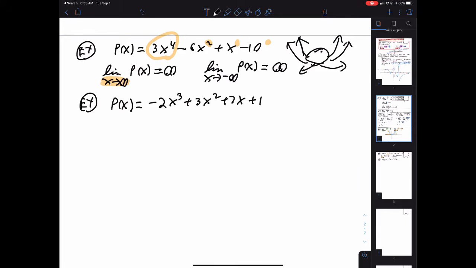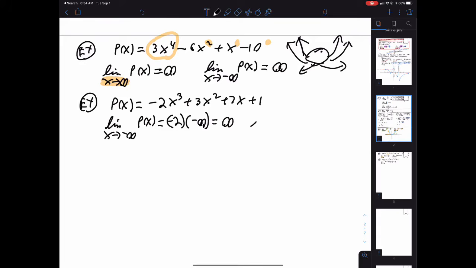Find the end behavior of this polynomial. Go ahead and try it. And you can unpause after you're finished and see what it comes out to be. All right, so we'll do the left end behavior first. The limit as x goes to negative infinity of p of x. Since we're going to infinity, all the lower powers are insignificant, so we have negative 2x cubed. So negative 2 times negative infinity cubed will be negative 2 times negative infinity, right? That's going to get us positive infinity because the negative and negative get you positive.